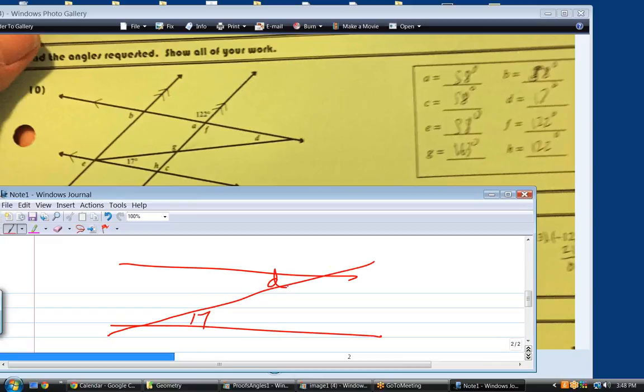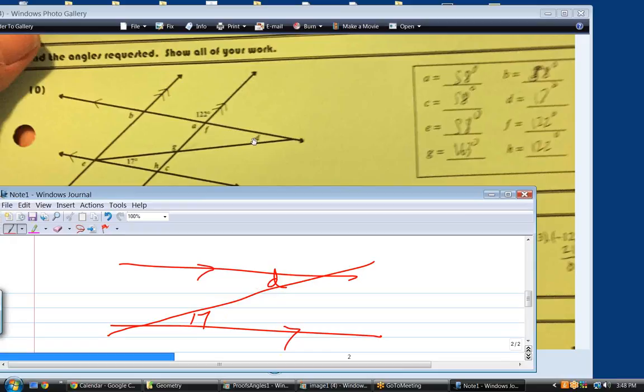$17. Okay, that's what I put. I wasn't sure. Okay. And the secret is to block out those two lines so that you're not looking at them. In other words, in the drawing that I gave you, I know those two are parallel. Well, those are alternate interior angles.